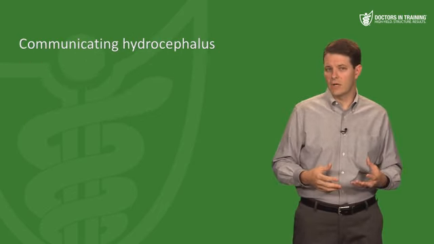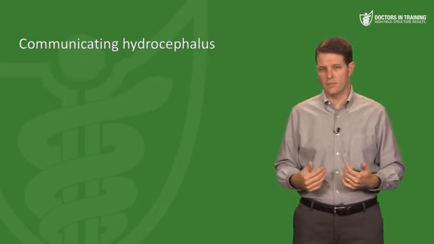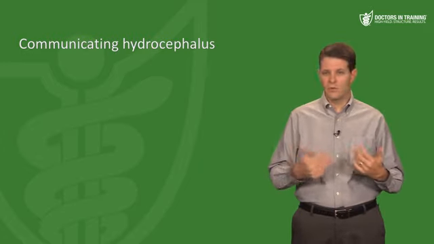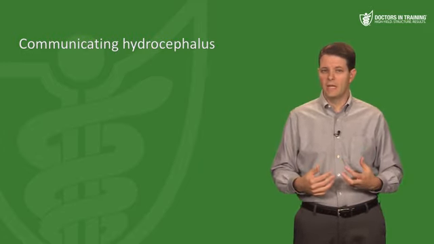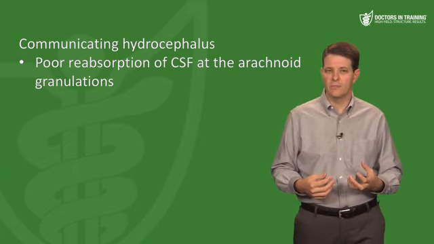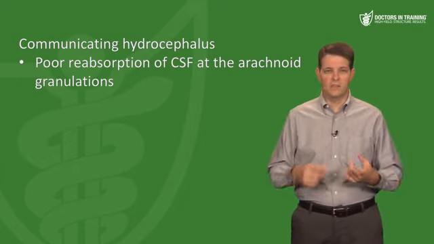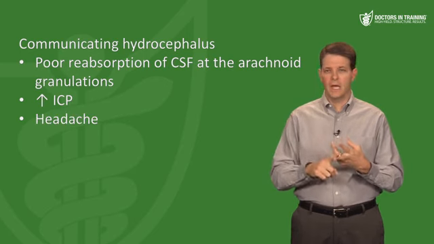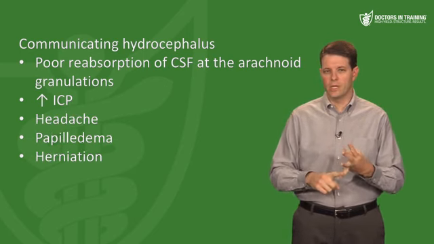A communicating hydrocephalus occurs when there's no apparent obstruction. Everything appears to be flowing through the ventricles normally. But what's happening is that there's poor reabsorption of CSF at the arachnoid granulations. And that results in the same findings: increased intracranial pressure, headache, papilledema, and herniation.